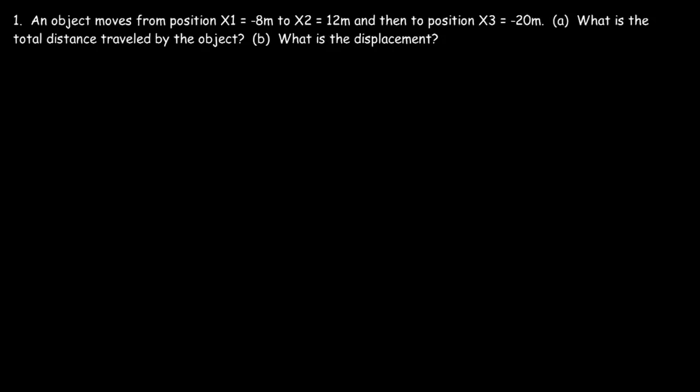An object moves from position -8 to 12 and then to position -20. What is the total distance traveled by the object, and what is the displacement? For these problems, feel free to pause the video and work it out yourself, and then unpause it to see if you have the right answer. So let's go ahead and begin.